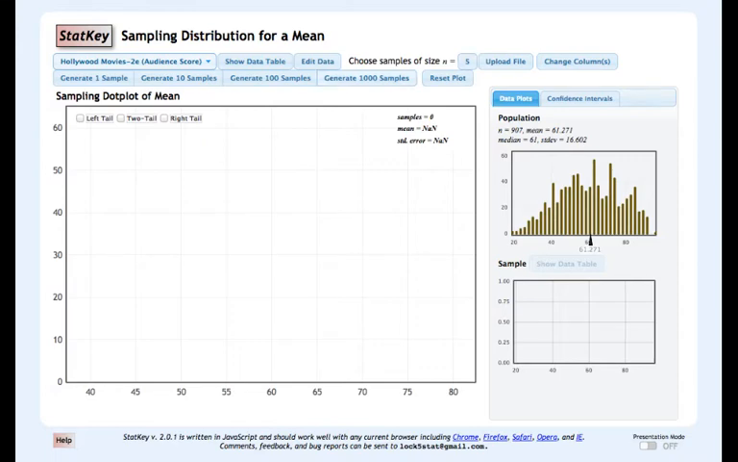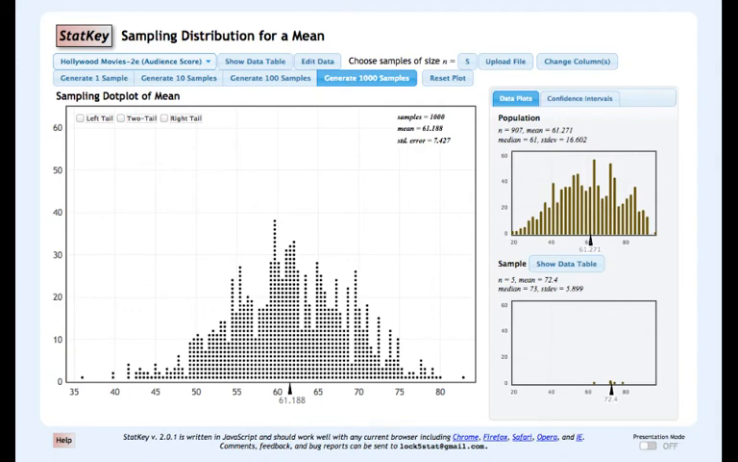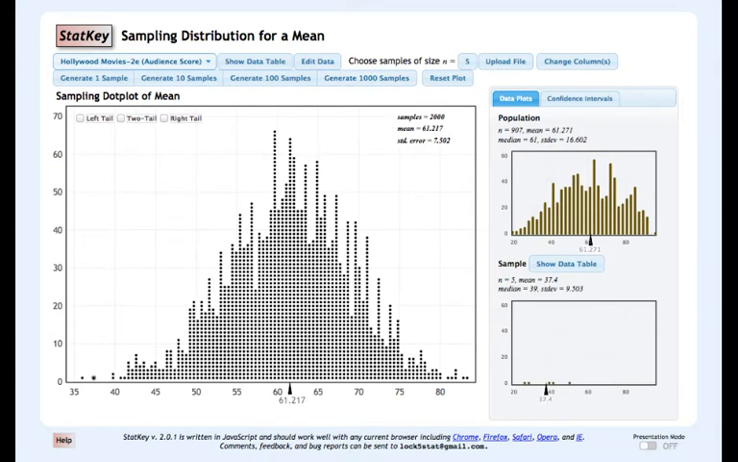So samples of size n equals 5, a few thousand samples. This gets us something that's closer to bell-shaped. You see these nice tapering off tails on both sides. So with n equals 5, we have bell-shaped. We also have a standard error of 7.502.